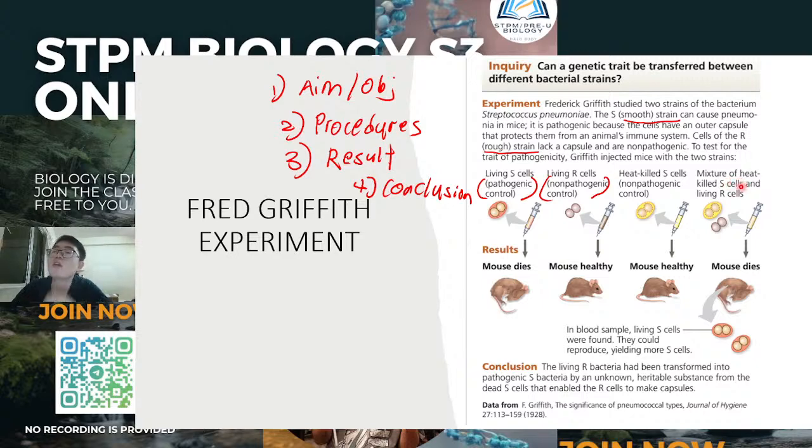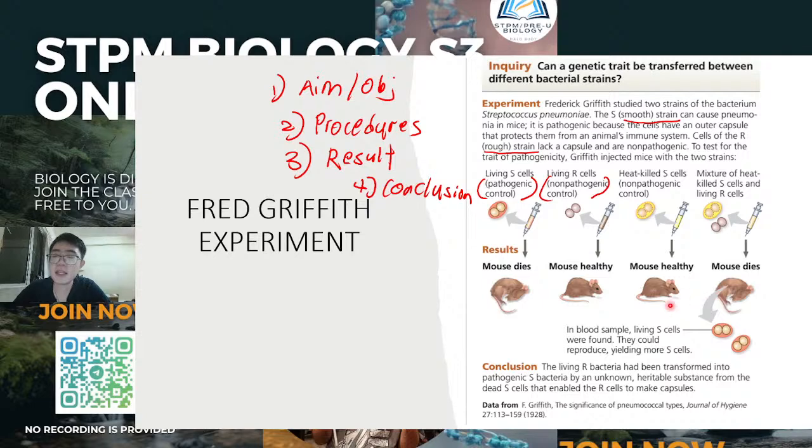Lepas tu, it is mixed with the living R cells. R cell, you know, is non-pathogenic. So you add the living R cell into it. So this culture, this medium, this injection, will contain living R cells and also dead S cells. When these two are injected together into the mouse, they found that the mouse died. This scientist found that the mouse would die.